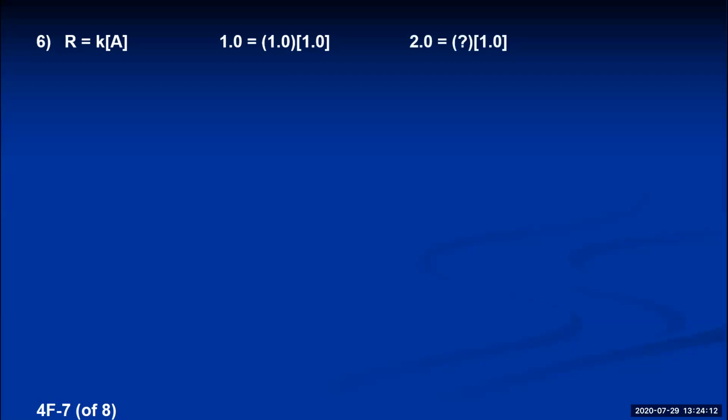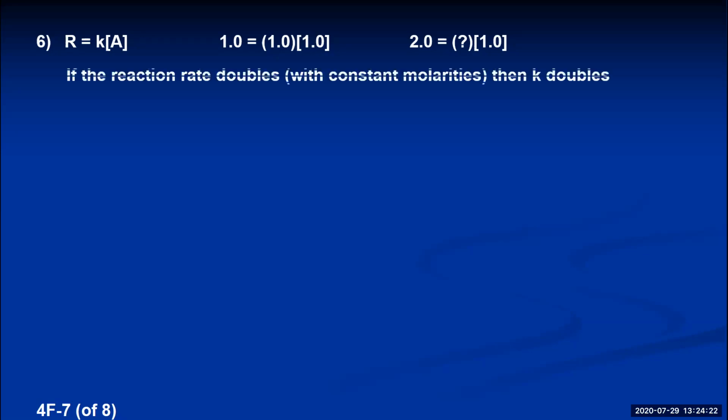So what has to be true about the specific rate constant when the rate doubles? Well, if you can figure this out, the question mark has to be 2. That means if the rate doubles, the specific rate constant must double as well. So that was an important consideration to even start problem number 6. If the reaction rate doubles with constant molarities, that means k has to double.